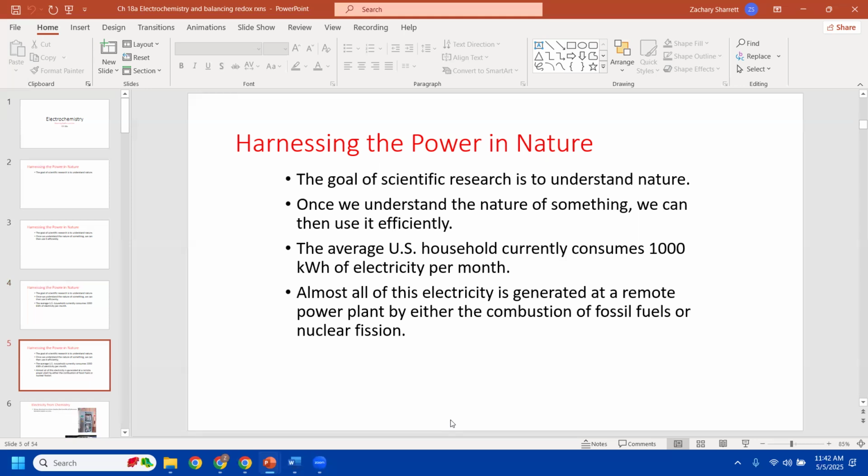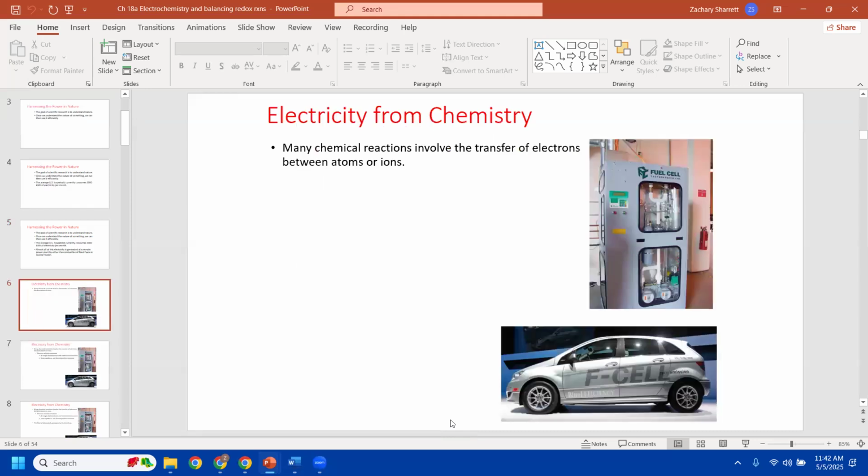Almost all of this electricity is generated at a remote power plant by either the combustion of fossil fuels or nuclear fission. These are kind of old slides. Nowadays, renewable solar panels are starting to take over. We have things like wind energy, geothermal, but in general, it's mostly fossil fuels. Many reactions involve the transfer of electrons. So, how does electricity work? It's just the movement of electrons, right?